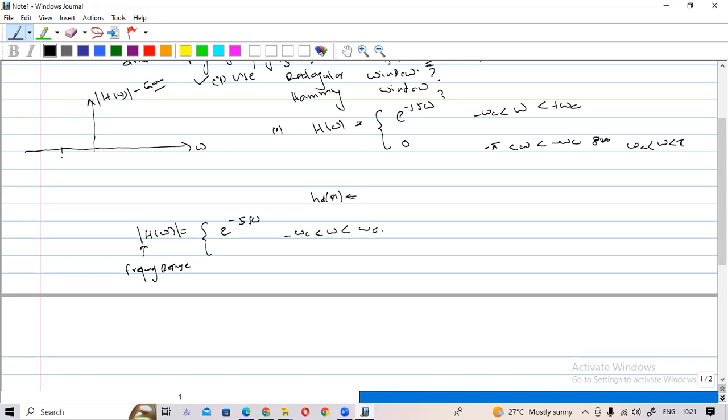So between minus omega c and plus omega c, we have e to the power minus 5j omega. This is a complex number, and the magnitude of this complex number is 1 here. So I'm plotting the magnitude, and this will be 1 like this. Then between minus pi and minus omega c, it is 0. Plus omega c and plus pi, also it is 0. So if I plot the magnitude, it is like this.